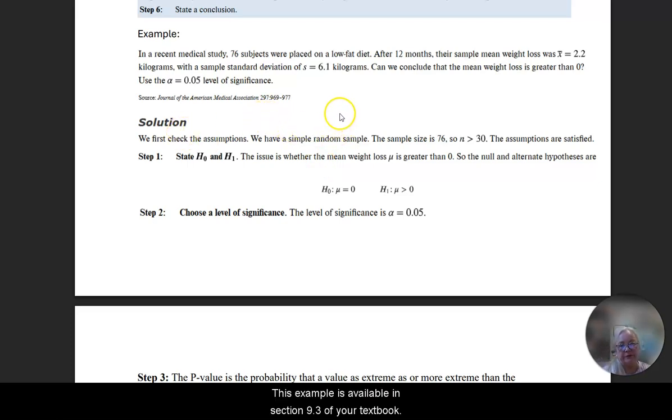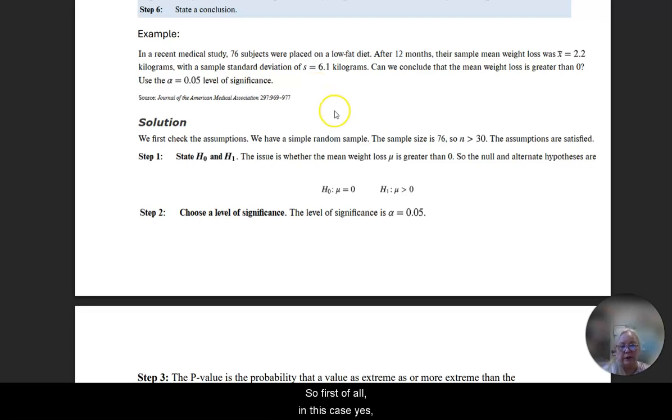This example is available in section 9.3 of your textbook. In a recent medical study, 76 subjects were placed on a low-fat diet. After 12 months, their sample mean weight loss was 2.2 kilograms, with a sample standard deviation of 6.1 kilograms. Can we conclude that the mean weight loss is greater than 0? Use the alpha equals 0.05 level of significance.